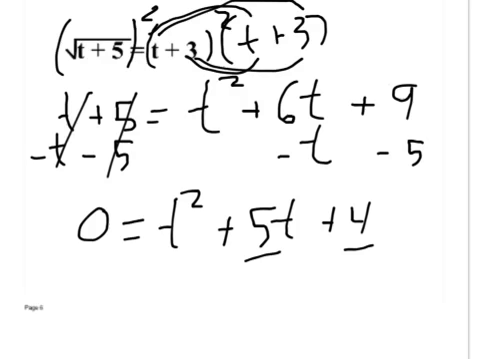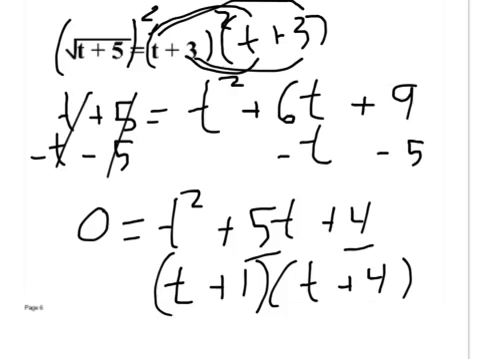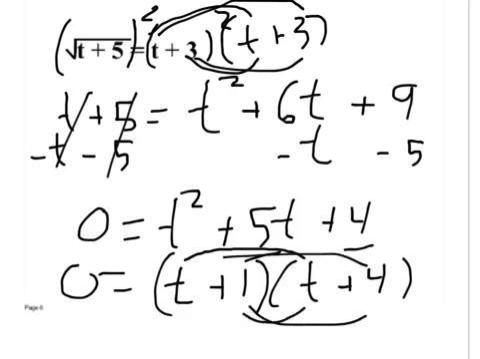Let's think about what multiplies to give me 4. 2 times 2. Does that add to give me 5? No, but 4 times 1 does. So, t plus 1 times t plus 4. If you want to make sure, you can FOIL it. T squared, that'd be 4t, that'd be 5t, and that would be 4. Remember it from the first day we did factoring.